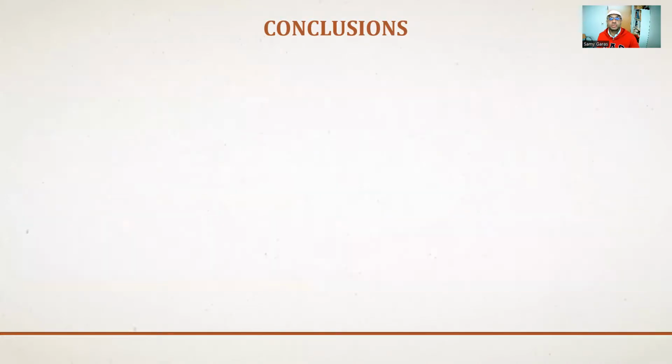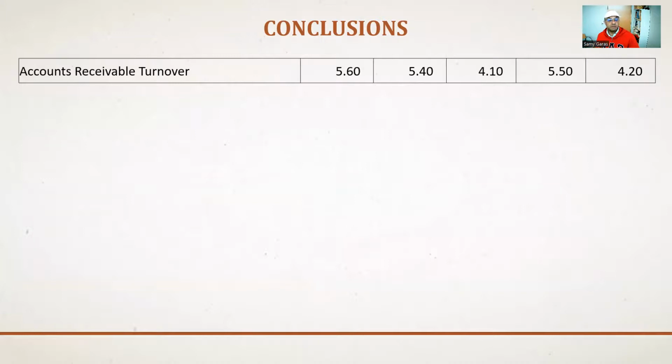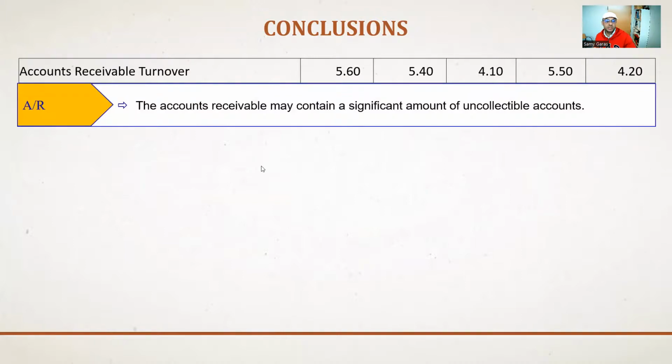Now let us go to the next part, which is the accounts receivable turnover. We have 5.6, and now it turns out to be 4.2, which means it takes more time for the company to collect the due amount from the receivables. So the accounts receivable might have delinquent amounts.